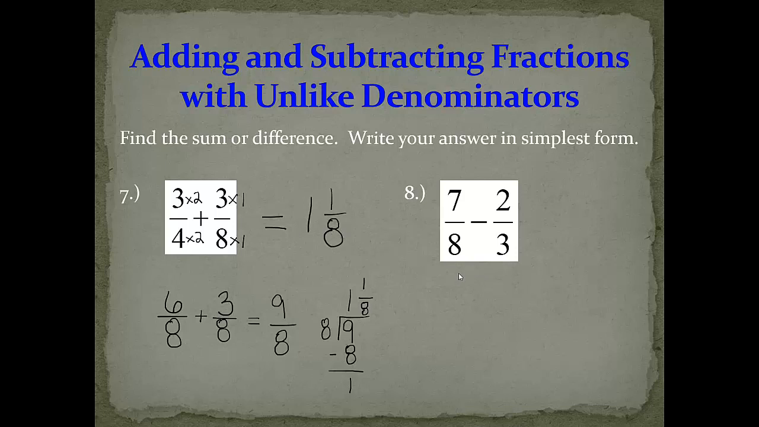And now for number 8, we have 7/8 minus 2/3. If you look at our denominators, we notice they are different. We have an 8 and a 3. So we need to figure out our least common denominator, which is our least common multiple. Our least common multiple of 8 and 3 would be 24.